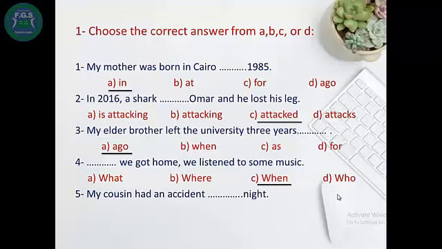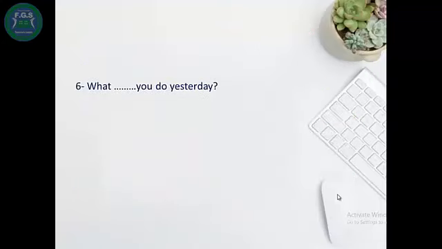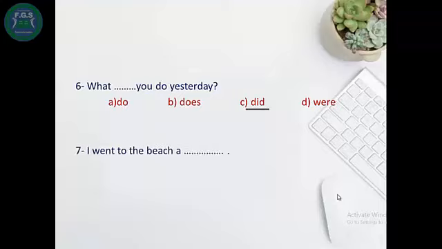Number 5. My cousin had an accident space night. Ago night, in night, on night, last night. My cousin had an accident last night. Number 6. What space you do yesterday? What do you do? What does? What did? What were? We use did with the past simple question.